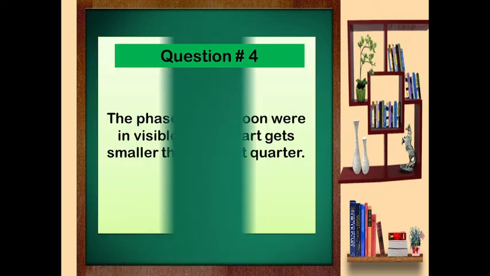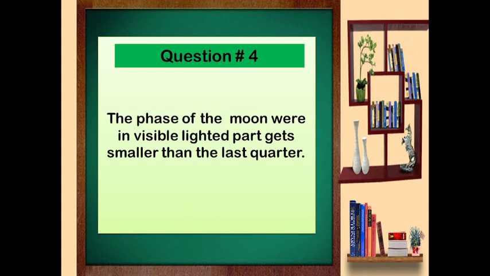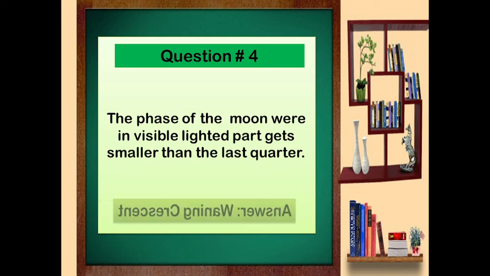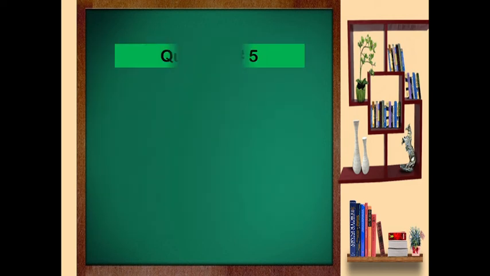Fourth question: the phase of the moon where the visible lighted part gets smaller than the last quarter. May I request Jenry Lagunos to answer this question. Very good. The answer is waning crescent.